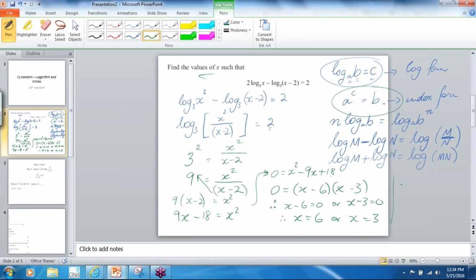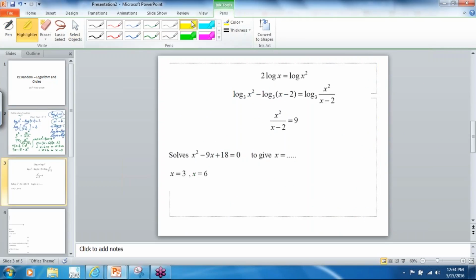Of course, over here, you could have said x will equal negative b plus or minus the square root of b squared minus 4ac over 2a. So that's negative negative 9, which is 9, plus or minus the square root of 81 minus 4 times 1 times 18, which is 72, over 2. So we've got 9 plus or minus the square root of 9. So we get 9 plus 3 over 2, which is 12 over 2, which is 6. 9 minus 3 is 6 over 2, which is 3. So you could have used the quadratic formula.